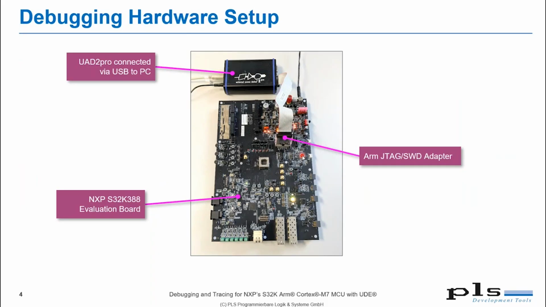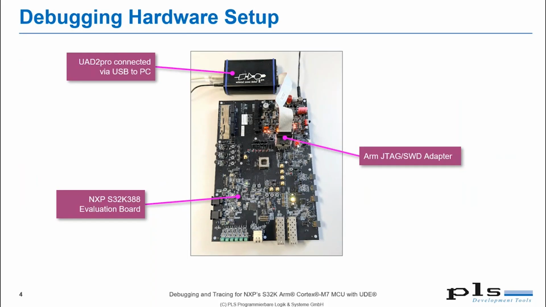You can also use the UDE 2 Pro and all the other devices from our access device family for other architectures like the AURIX or RH850 or something like that. What you need is an appropriate debugger license and of course the matching adapter for the specific evaluation board.